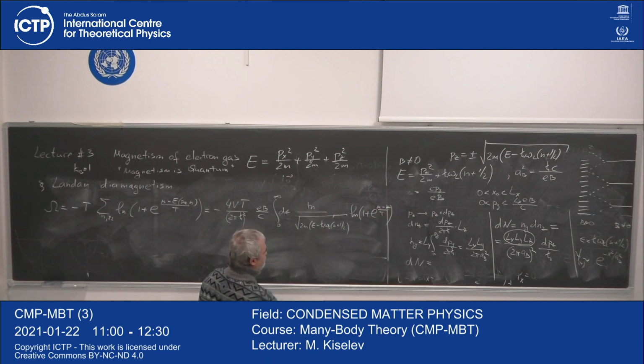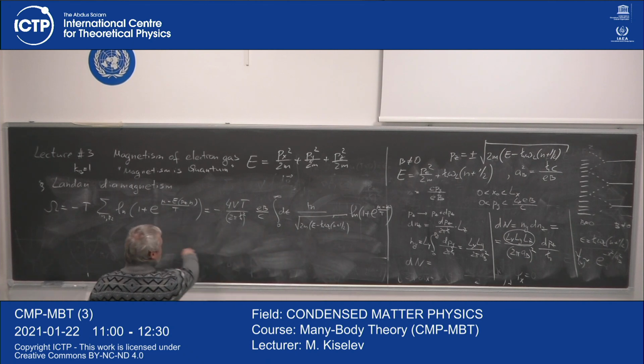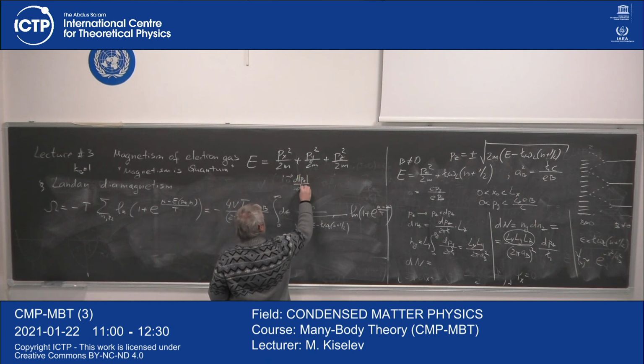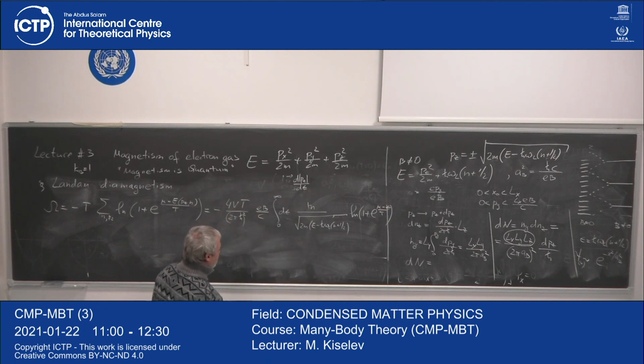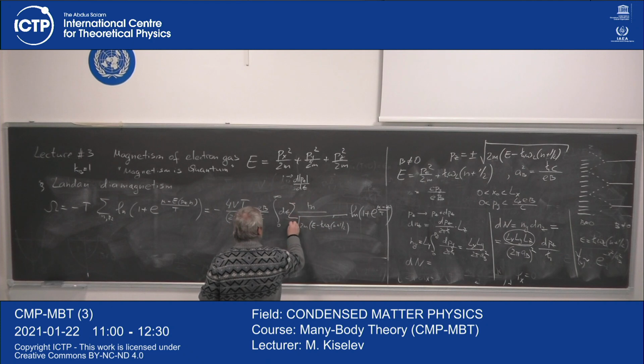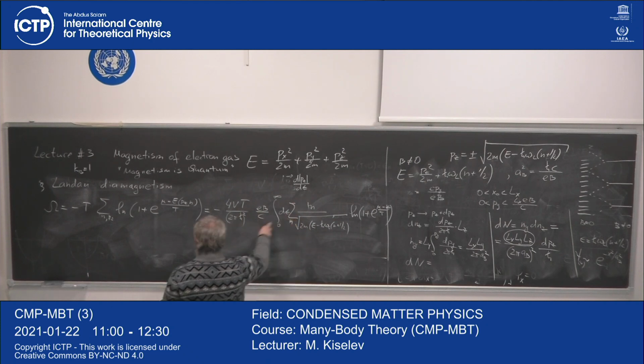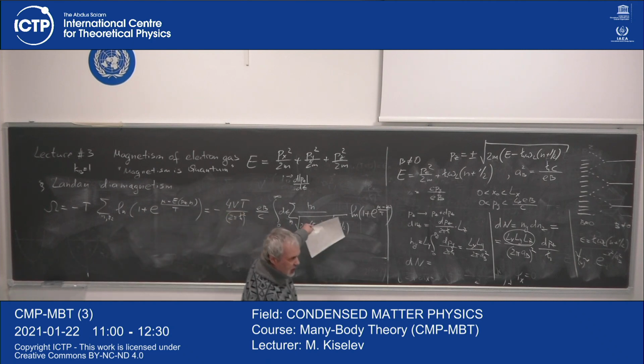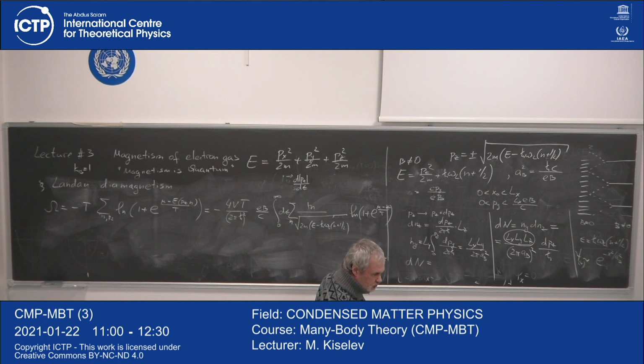So I plugged in the density of states, which is modulus dpz over d energy. I replaced my integration over summation, and of course I need to take summation over n. So I have integration over pz, and I have a summation over n. And I plugged in the density of states. Are you with me?